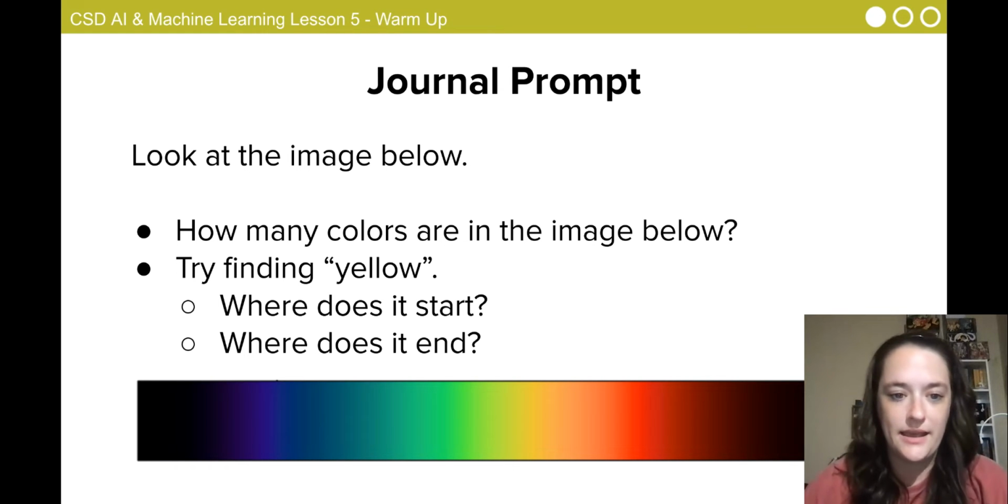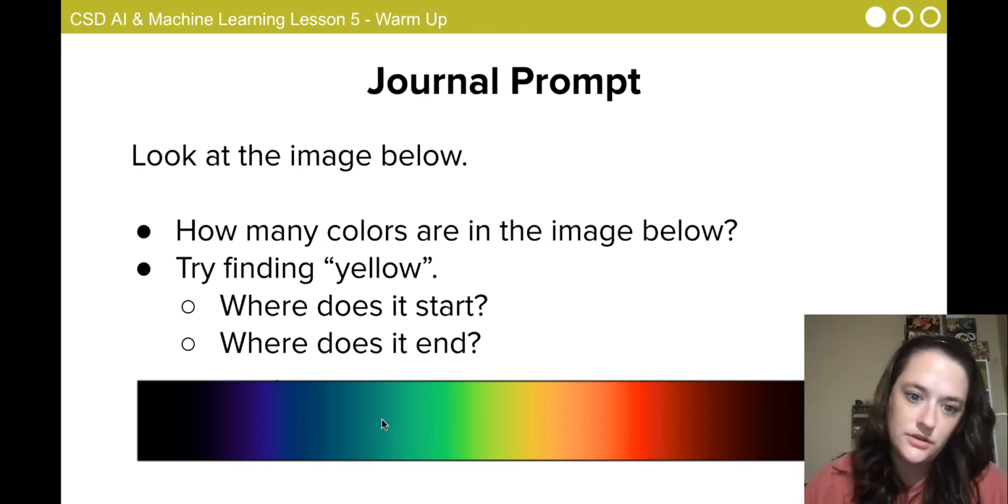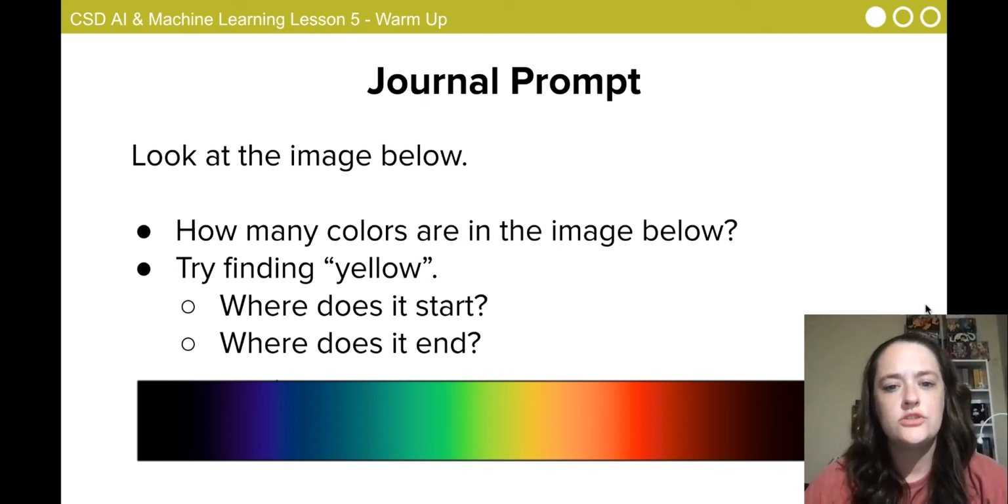Would you say, let's see, 1, 2, 3, 4, or 4? 5, 6, 7. Try finding yellow. Where does yellow start and where does it end? I want you to answer these in your journal. It's kind of a trick question.